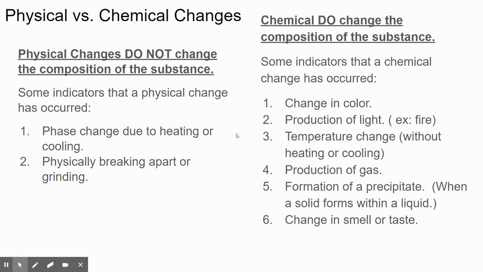Okay, so the difference between physical and chemical changes. Physical changes do not change the composition of the substance. The substance stays the same. It can change phases of matter, but if it's changing phase of matter, then usually if you heat it or cool it, it'll go back to its original form, right? Usually physical changes, people say that they're reversible, right?